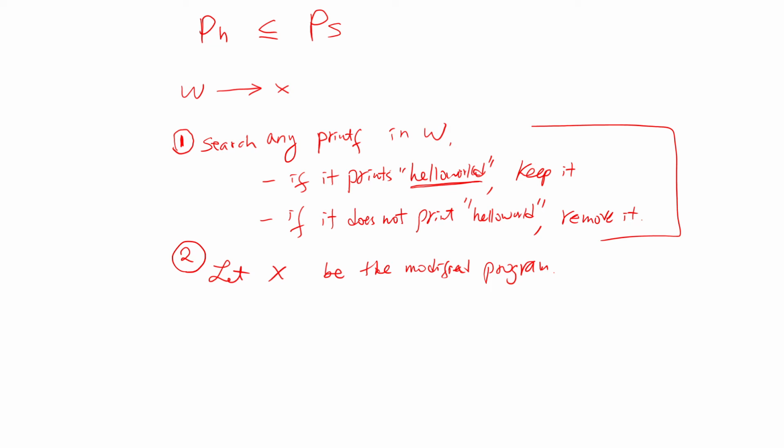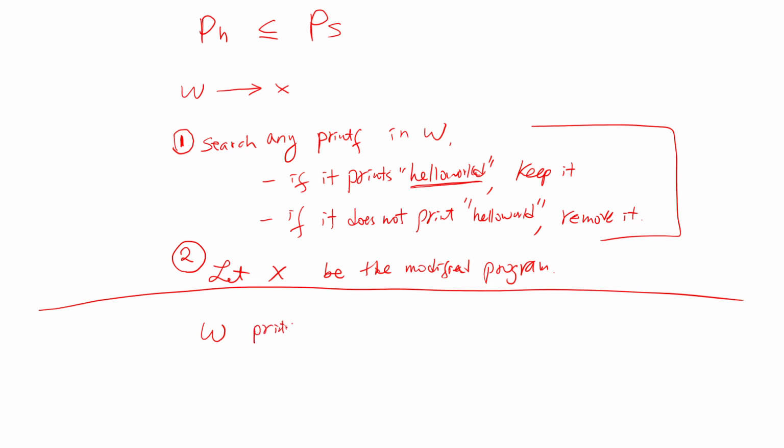So now we got a W, got a X. Now I want to claim that W prints hello world. If W prints hello world, then we know the X is an instance of the PS. So X must print out something because you already print hello world. Something. And that something is your hello world.